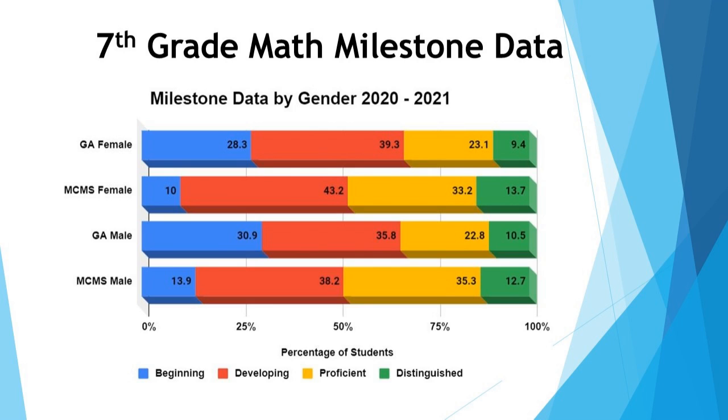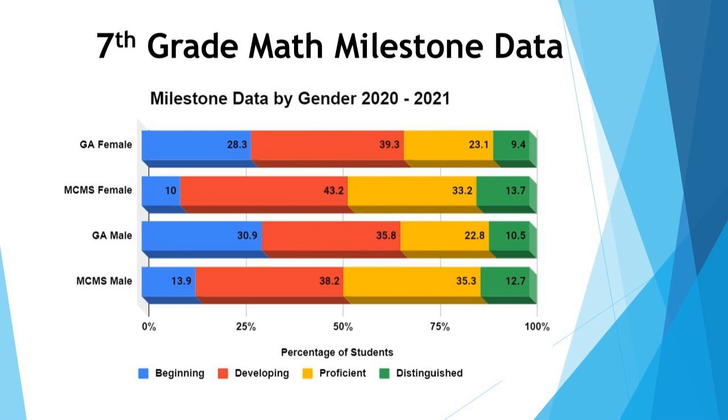Looking at the next graph, we can see the comparison of males and females in 7th grade math at MCMS to the state. MCMS has a lot fewer students in the beginning level compared to the state, but a greater number of both males and females at the developing level. At the beginning level for females, the state sits at 28.3%, and MCMS resides at only 10%, which is a positive trend.